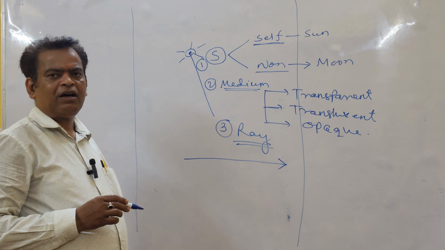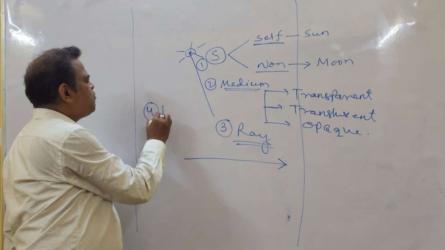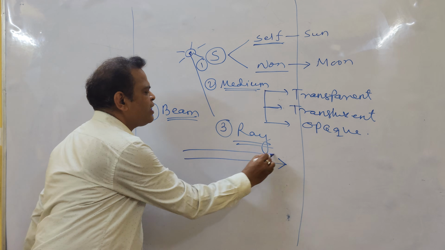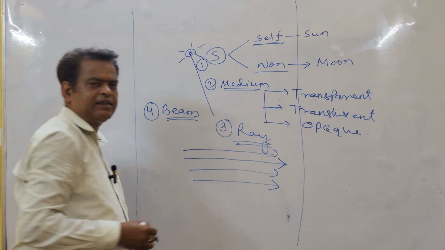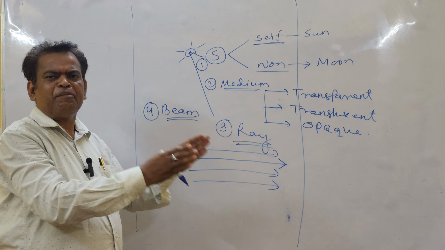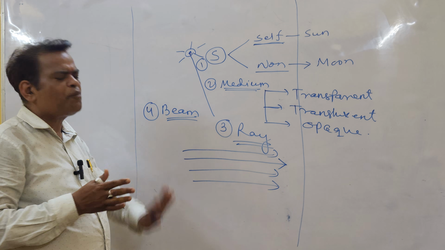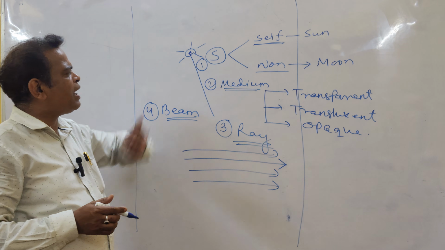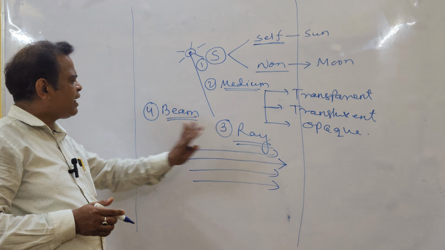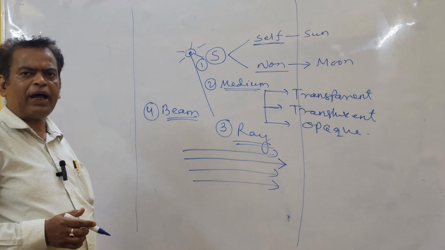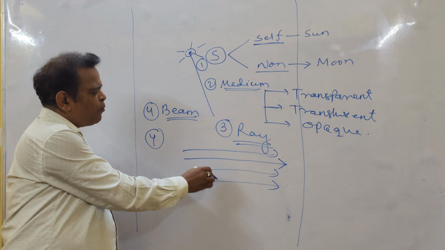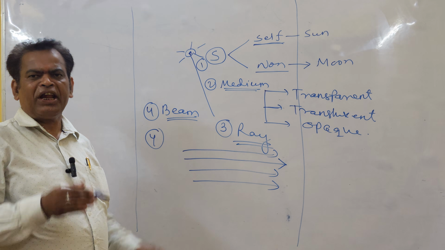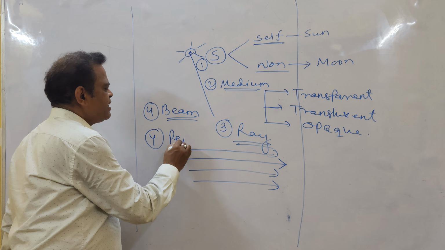It is the third point. And number 4 that is beam of light. Beam of light means a number of rays of light together, that is called the beam of light. A number of rays of light together is called beam of light. Number 1 source of light, number 2 medium, number 3 a ray of light, number 4 a beam of light. And while this beam of light is very narrow, a narrow beam of light, that is called pencil.